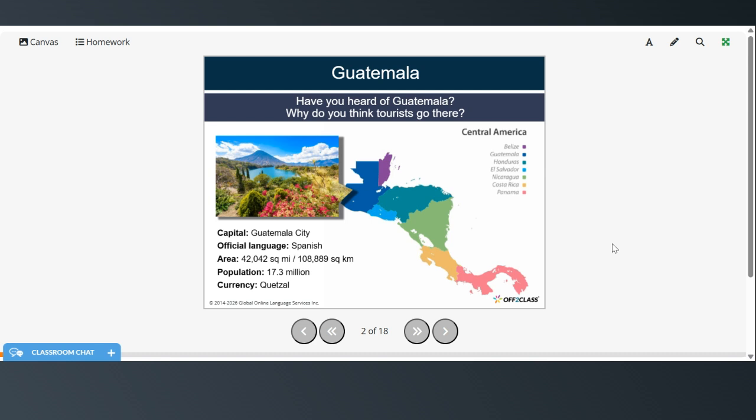So Guatemala, have you ever heard of Guatemala, and why do you think tourists go there? So here's some information about Guatemala. The capital is Guatemala City. The official language is Spanish. It's 42,042 square miles, or 108,889 square kilometers. The population is 17.3 million, and the currency is the quetzal.